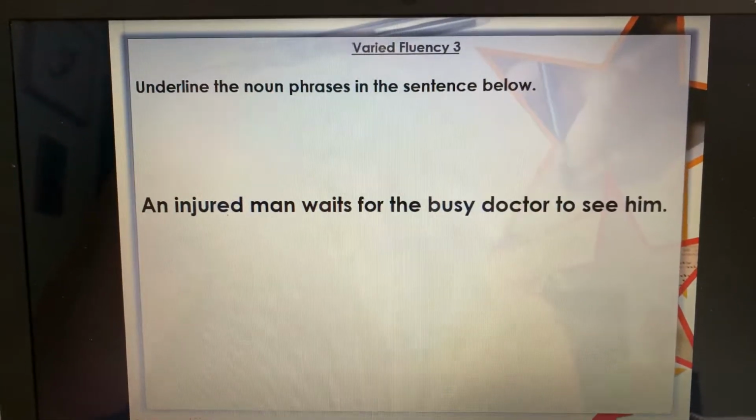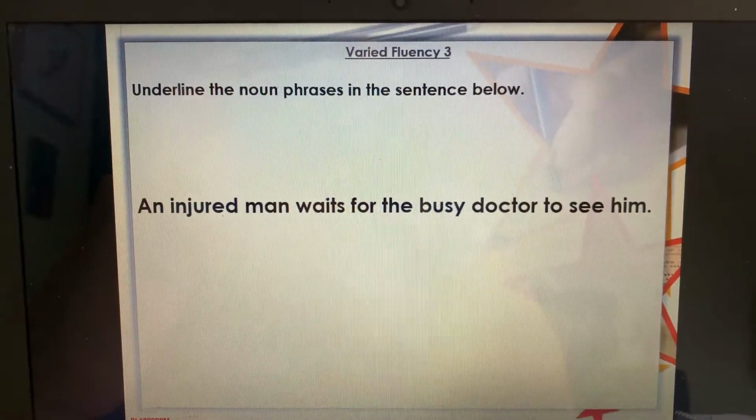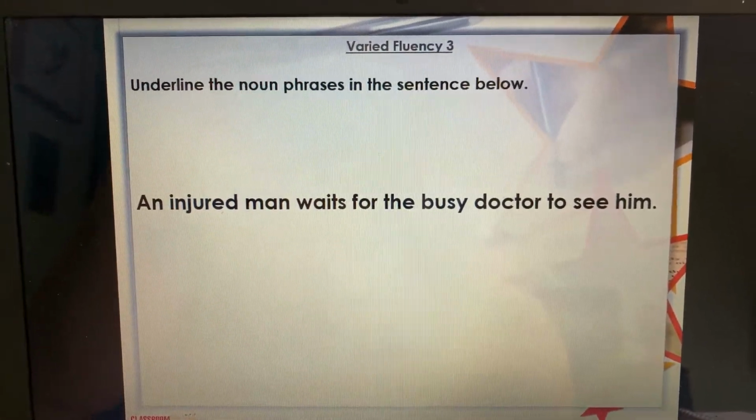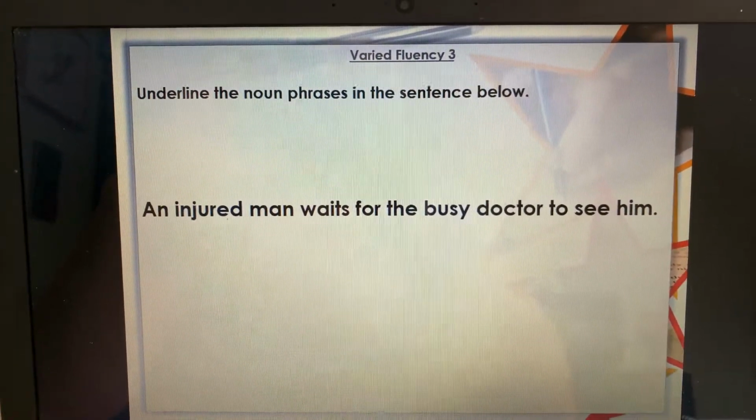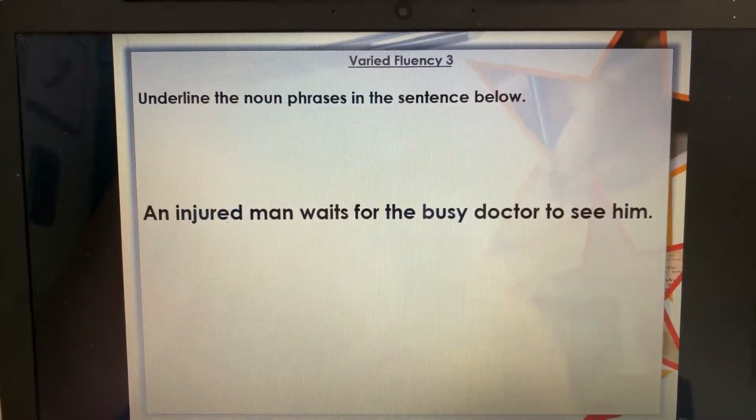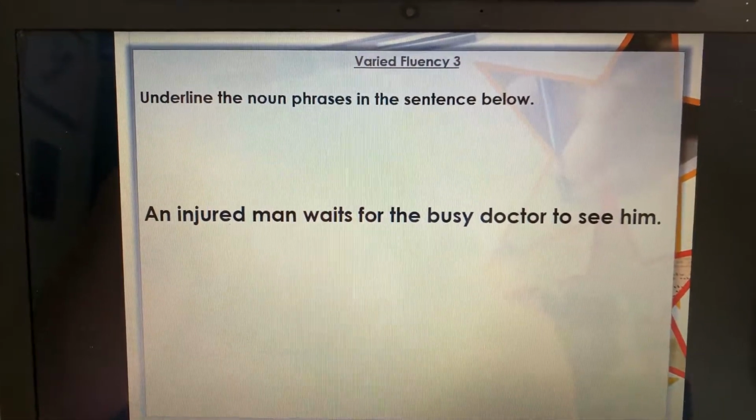Now, we're looking to find an expanded noun phrase, so it will have an adjective in it, okay? An injured man waits for the busy doctor to see him. Now I can see the nouns in that sentence. So we have man and doctor. So those are the nouns.